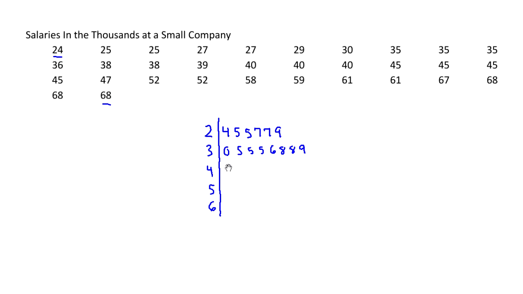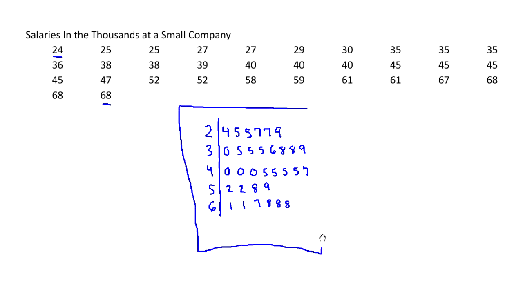For the 40s, there's 3 40s, so that's represented by 3 zeros. There's 3 45s, actually 4 45s, so that's going to be represented by 1, 2, 3, 4 5s. And then there's a 47, so that's represented with a 7. For the 50s, we got 2 52s. We got a 58 and a 59. And then finally, for the 60s, we got a 61, another 61, a 67, a 68, and 2 more 68s. So this would be a stem and leaf plot for this particular data set.